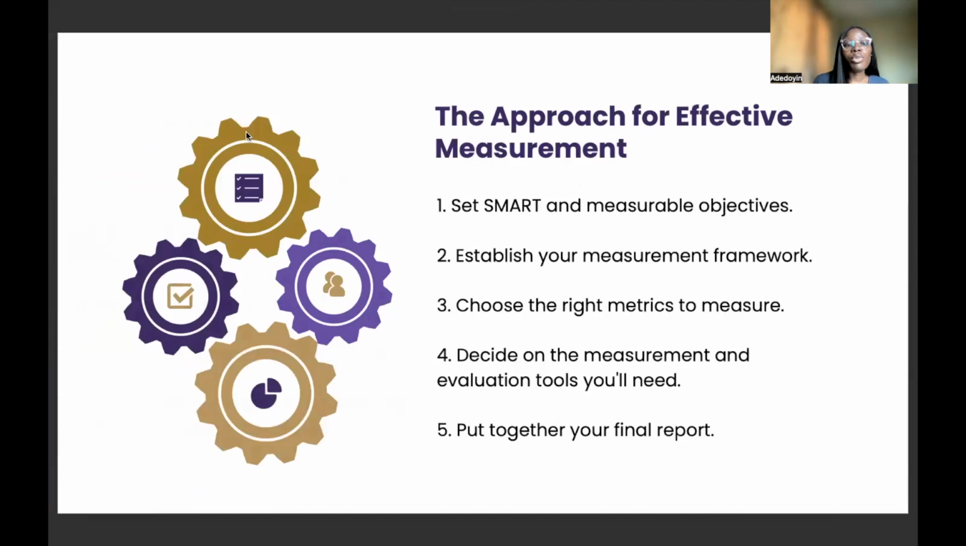Now, here's an approach for effective measurement. Number one, you need to set SMART and measurable objectives. This one is a non-negotiable. You need to establish your measurement framework. This differs from organization to organization, and I will talk more about it. It's really the foundation of what would be required for you to effectively measure the work that you are doing for your organization. You need to choose the right metrics to measure.